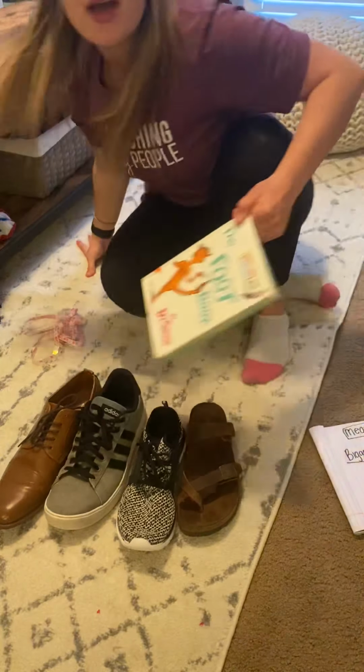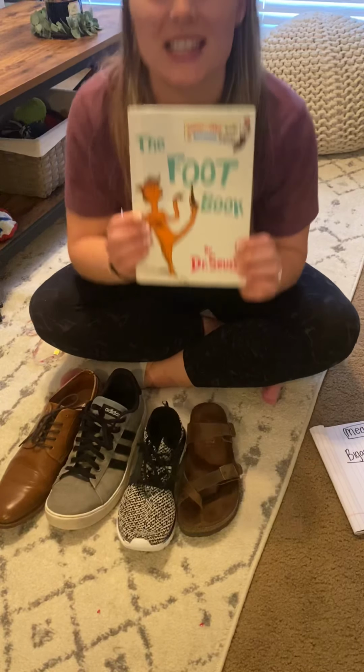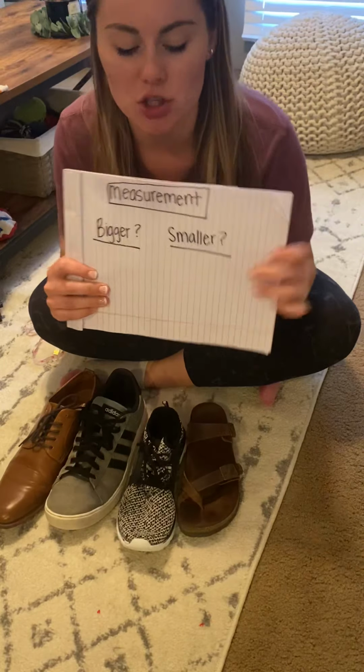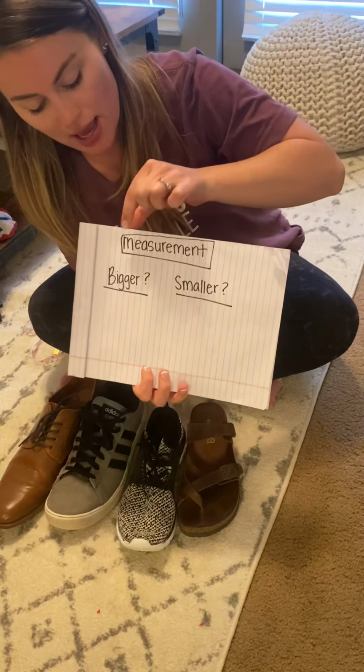All right, room 4, I'm back. We just read The Foot Book and we talked about all different kinds of feet. So our next activity, we are going to do a measurement activity. It's a really long word, so I wrote it down here for us. Let's spell it.